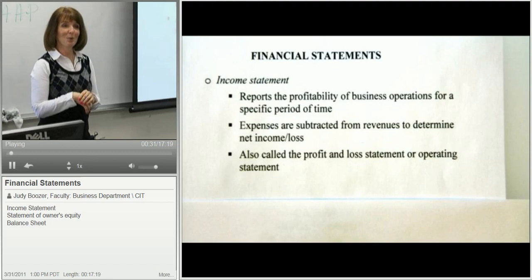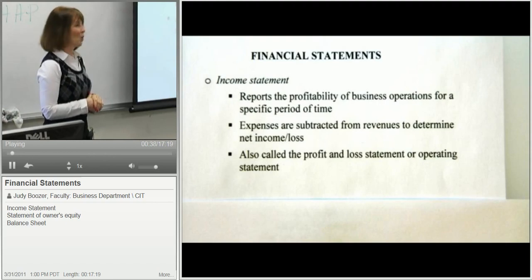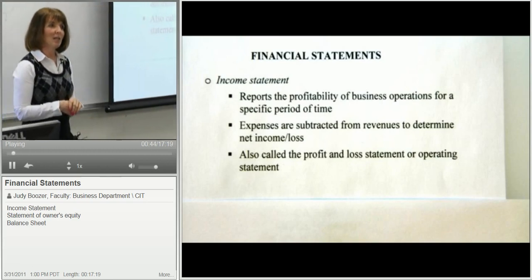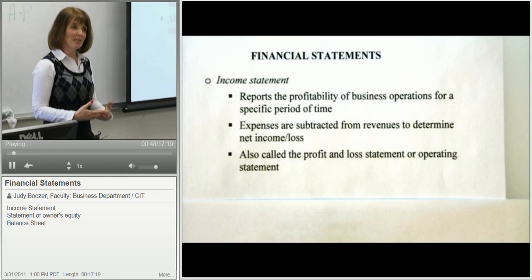Income, which for the purposes of a business would be some type of revenue. So, an income statement is going to report the profitability of a business. So it's going to take into account the revenue and subtract any expenses associated with the operation of that business.